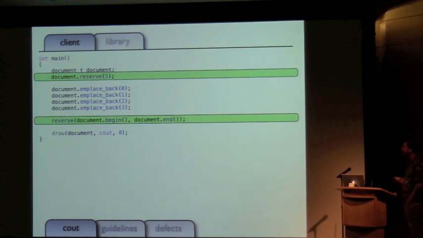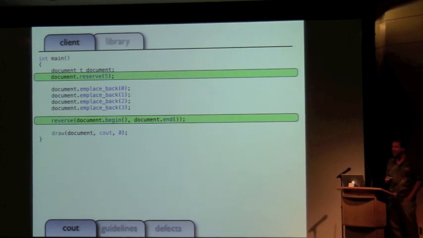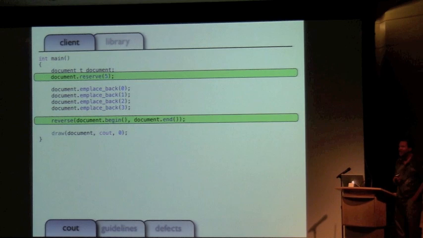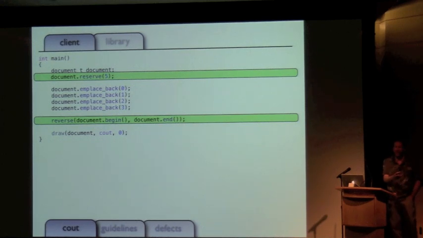So let's go back to this code now, and we've got our document, okay, where we've reserved. I'm going to put a reserve in there just so that we're not seeing any copies from resizing the document as we grow it, okay? And then I make a call to std::reverse here. So what's this going to print? Anybody? Four constructors. Yeah. What's that? Four constructors. Four ctors. Okay, that's good. We got that one.